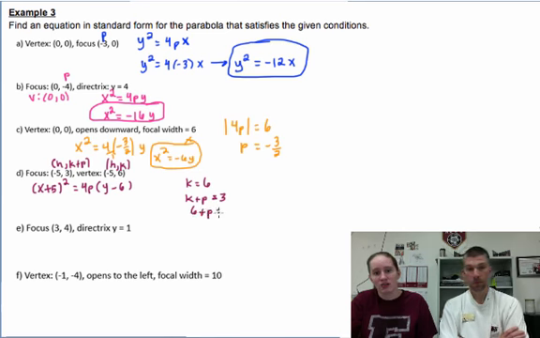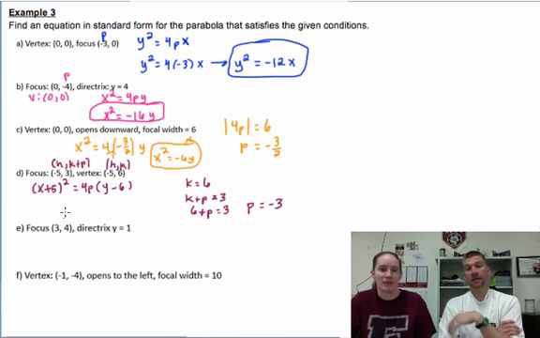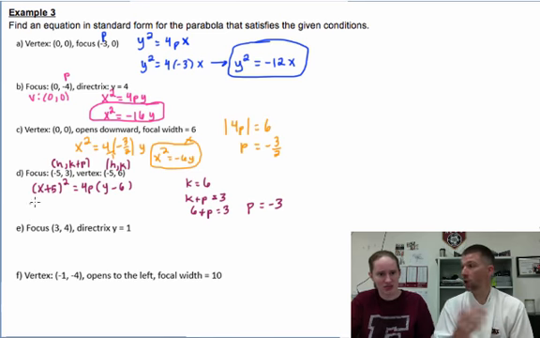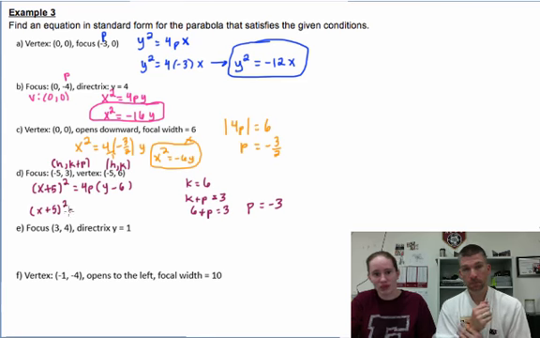But it's important that we make sure we get the right sign. P equals negative 3. Right. Yeah, that's important, which means it opens down now. Okay. I don't know if you mentioned that earlier or not. So 4 times negative 3 makes this negative 12.